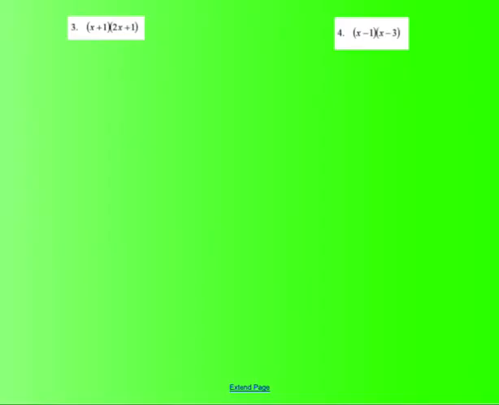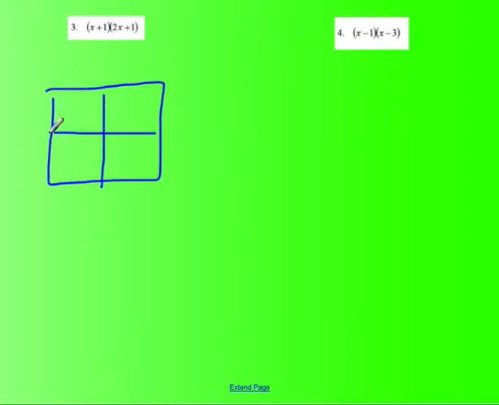Let's take a look at these ones. These ones are typically ones that I use the box method. You probably have learned FOIL as well. If you're more comfortable with FOIL, go for it. I just typically use the box method. So I'm going to set up my parentheses. I'm going to put x plus 1 on top, and I'm going to put 2x plus 1 on the bottom.